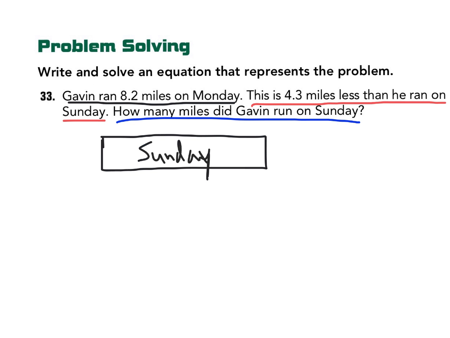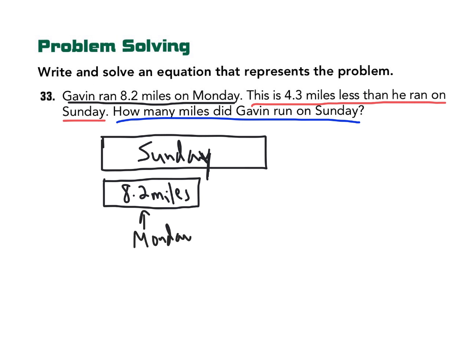And that we don't know. We don't know the distance he ran on Sunday. We do know on Monday he ran 8.2 miles, which we know is less than the amount he ran on Sunday, because it says this is 4.3 miles less than he ran on Sunday. So we need 4.3 more miles in order to equal the amount he ran on Sunday.